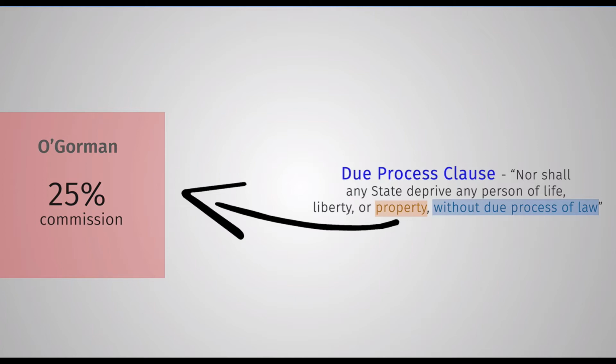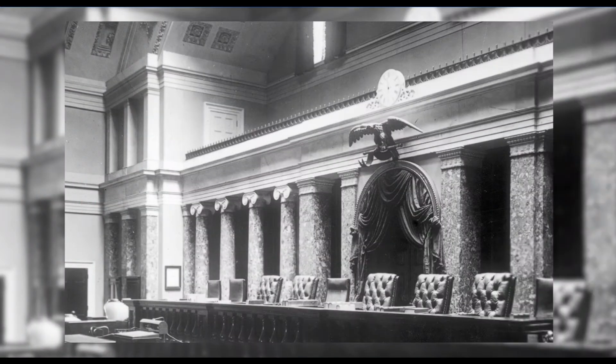So O'Gorman appealed this case all the way up to the Supreme Court, and the firm argued that the regulation deprived the company of property, being the extra commission that they felt they were owed at least, without due process of law. And in April 1930, the court heard oral arguments.